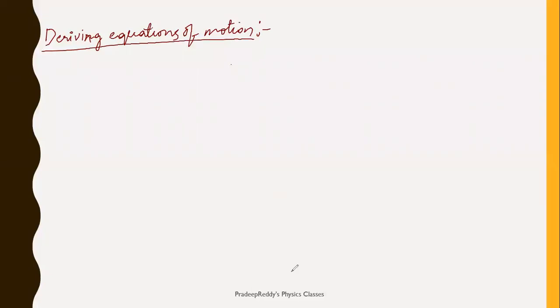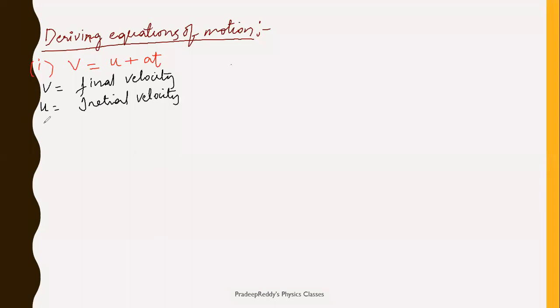As we know, the basic equation of kinematics is v = u + at. What does this mean? v is the final velocity, u is the initial velocity, a is the acceleration, and t is the time taken.